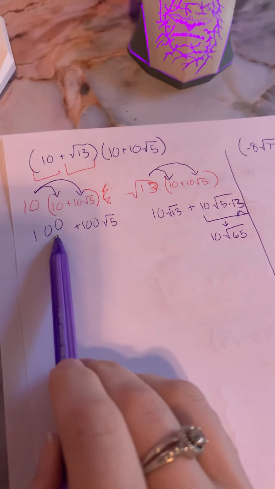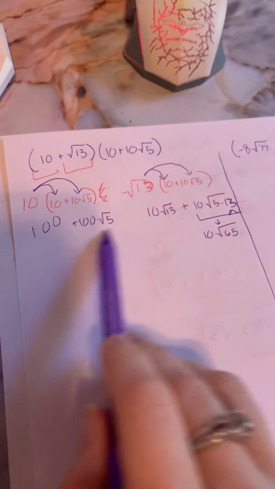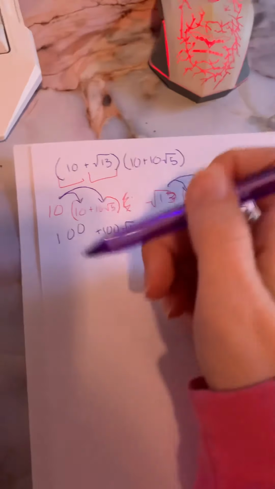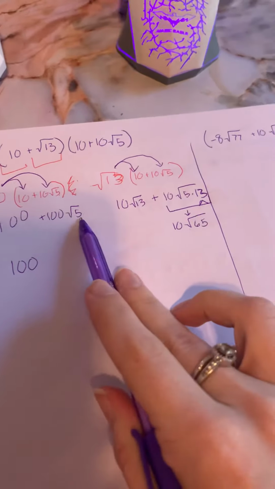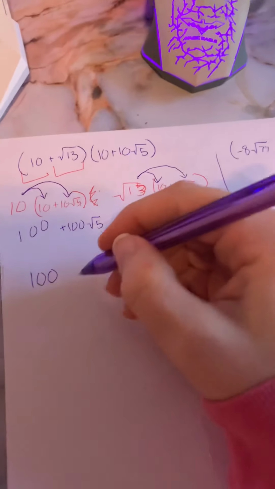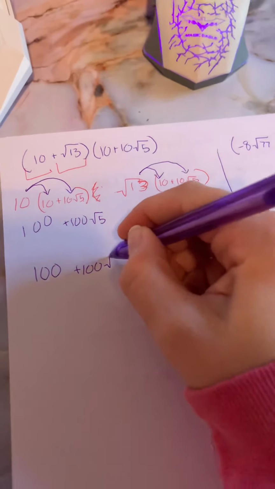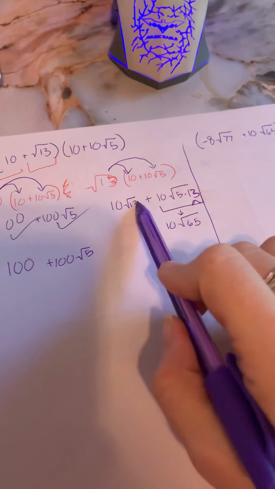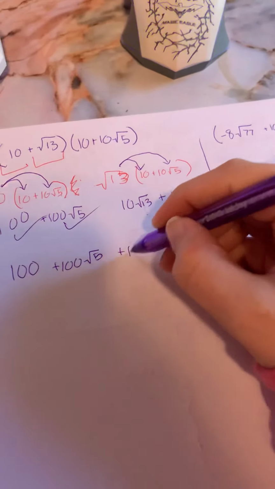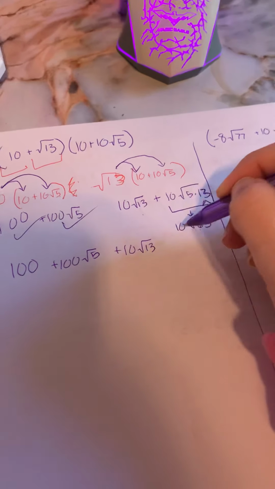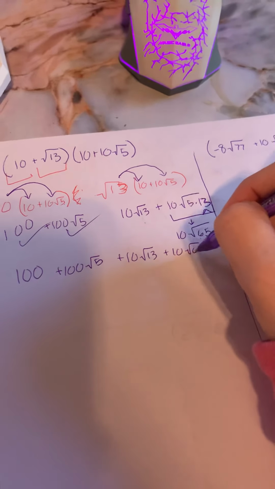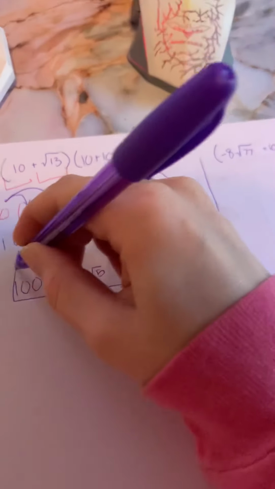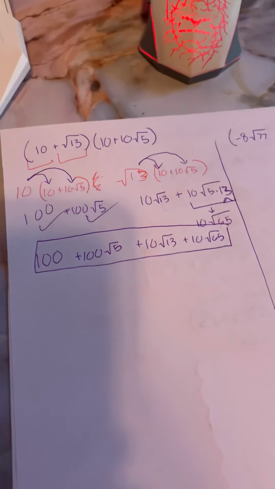Like this is 100 with no square root. All the rest do have square roots, so there's no like terms for the 100. There's no other square root of 5s, so there's no like term for that one. Those are not the same, so we're just gonna bring it all down. And that would all be your answer.